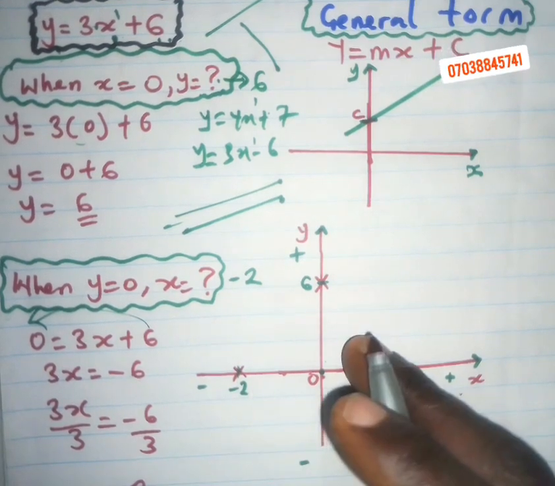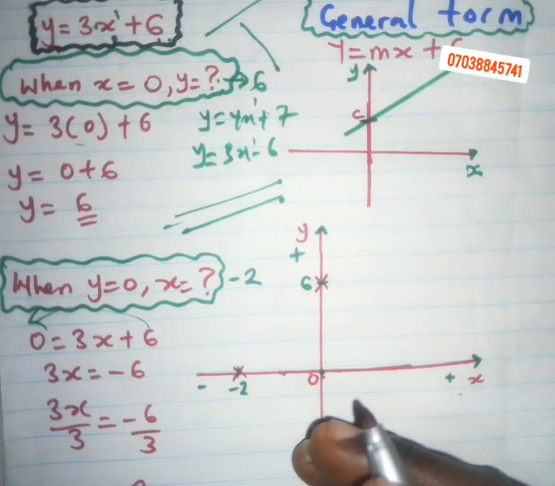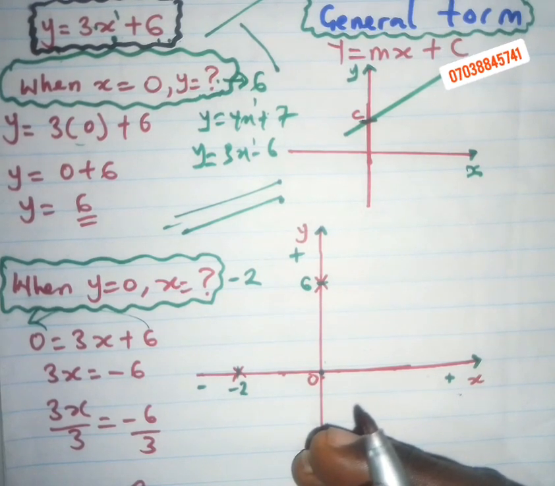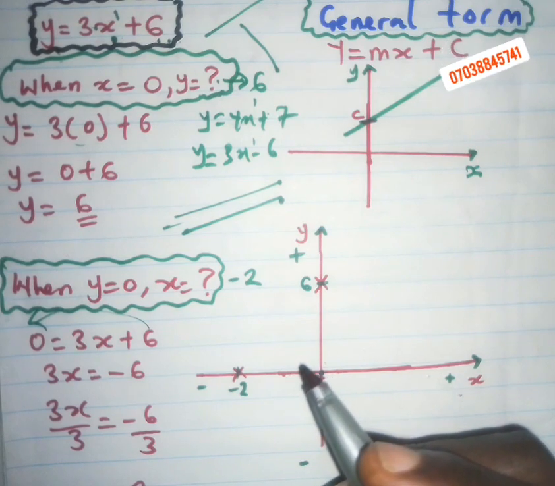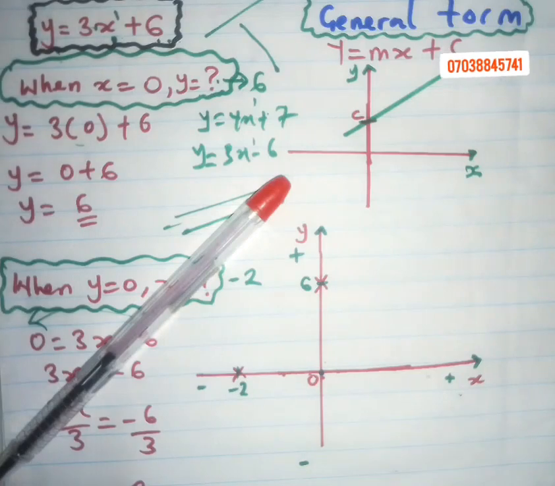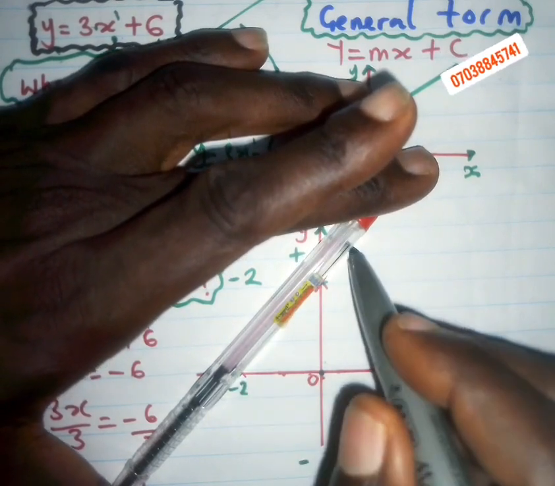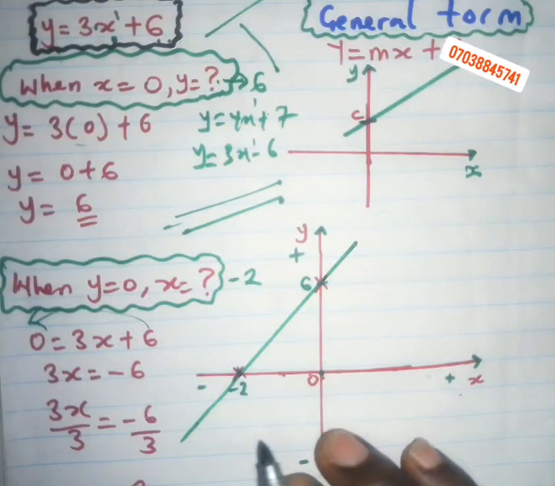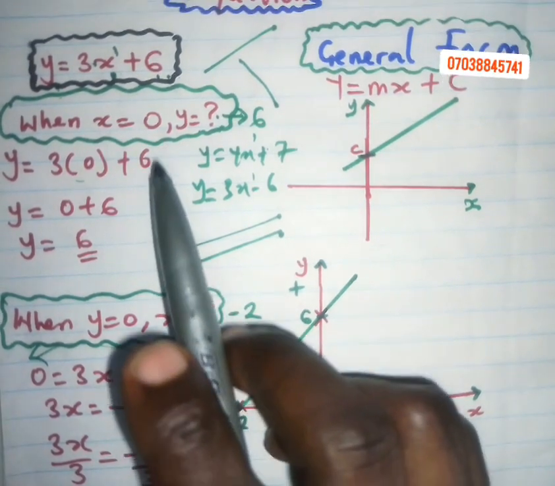After getting these 2 points, since it's a straight line, you need only 2 points to get the straight line graph. So you just join these points together using a ruler. It's very, very straightforward. Once you join the 2 points, you get the straight line which represents the equation. So you just place your ruler like this and draw it down. This is the sketch of the equation y equals 3x plus 6.